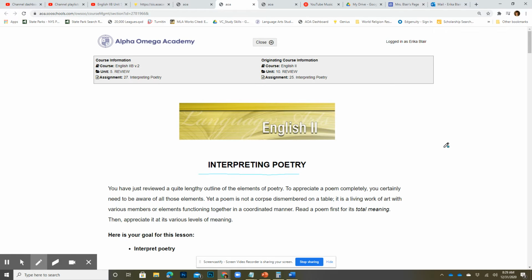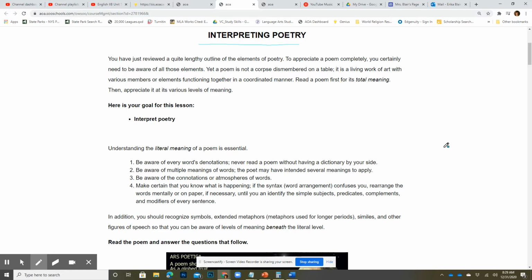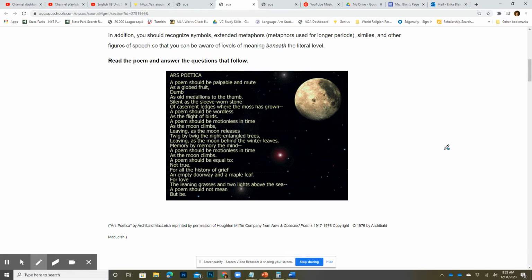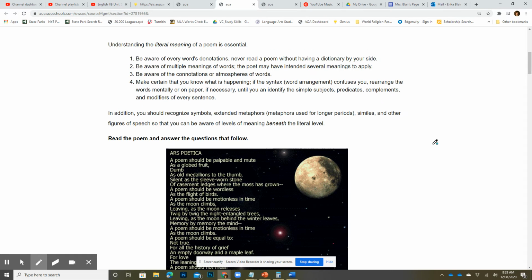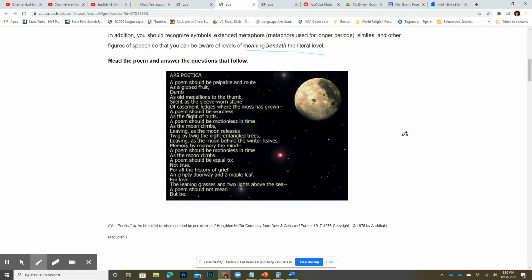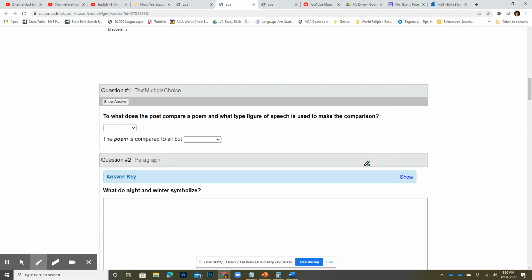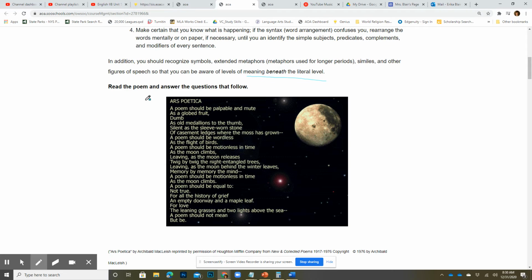So, the last lesson gave an outline of elements of poetry, and in this lesson, we're going to look at two different poems and answer some questions, keeping in mind the literal meaning versus the figurative meaning, the meaning beneath the literal. So, we're just going to go ahead and hop into these poems because they might be a little tricky.